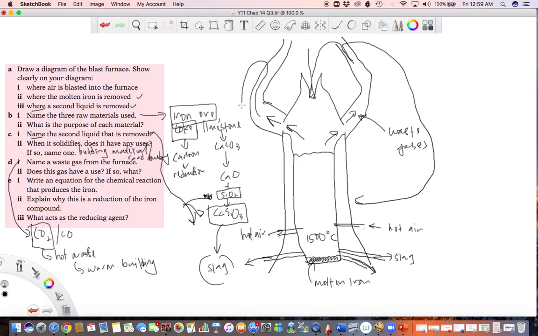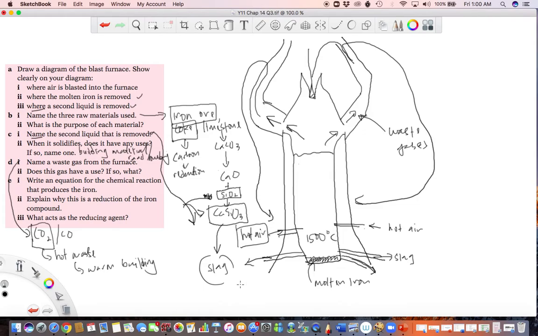So you do not have to blast such a high temperature of hot air, or you do not have to completely use energy to heat them up. If you're recycling the hot gas, it could be used for that purpose as well. So it's a form of recycling, and it helps reduce the cost.